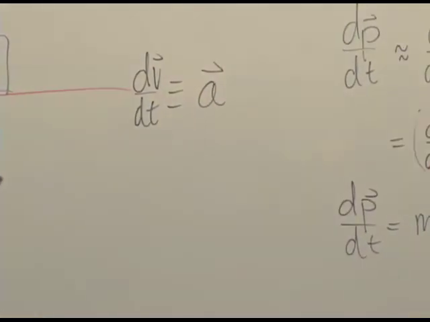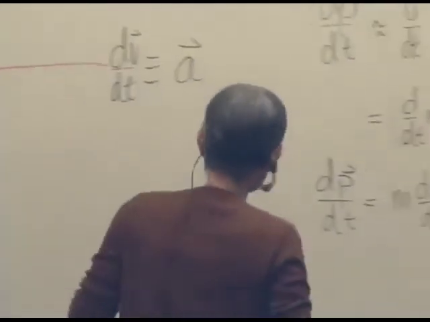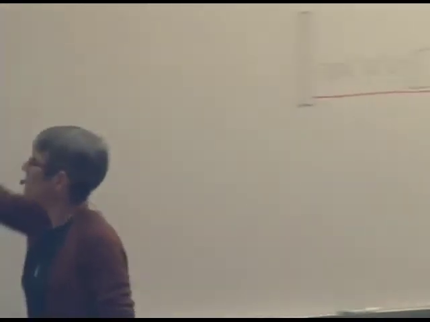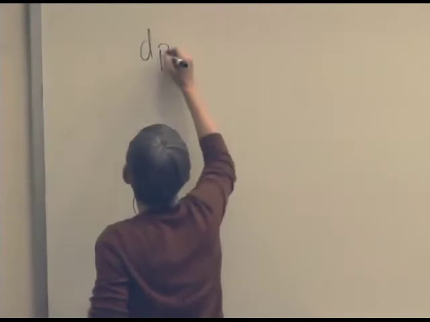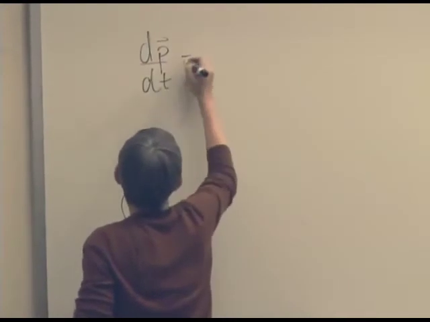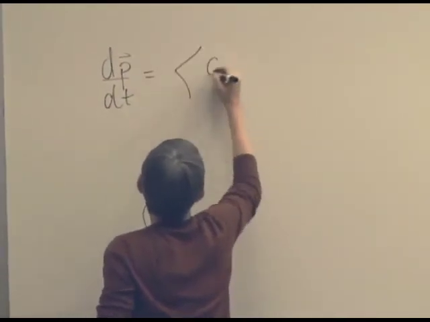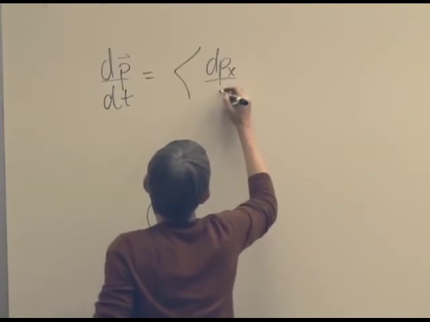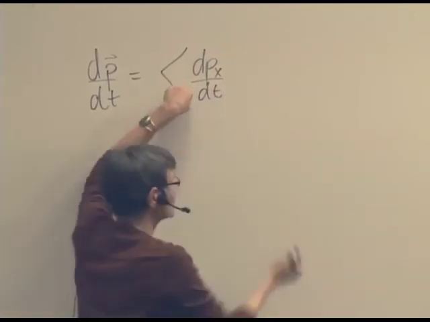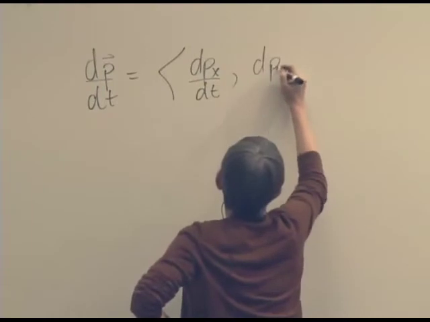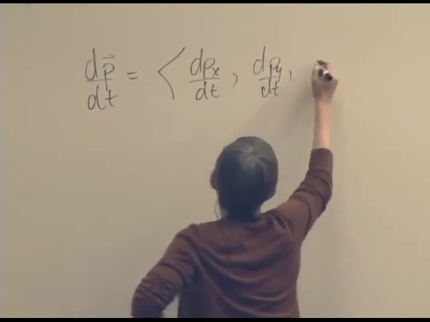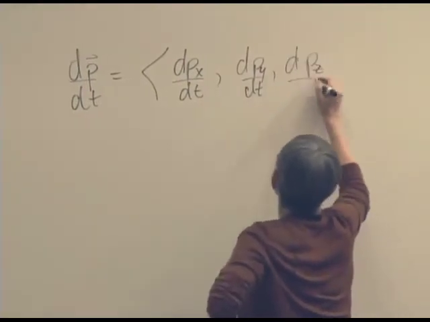That's a vector. And what does a derivative of a vector look like? Well, remember that something like dp dt is just going to be a vector itself. It's the rate of change of the x component, the rate of change of the y component, the rate of change of the z component.